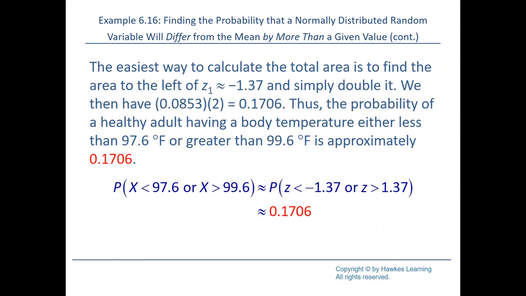If you are using your nice, lovely table, you would just need to find the area on one side off the table, which will give you 0.0853, and multiply it by 2. Therefore your probability is going to be that. You're getting a probability of 0.1706.